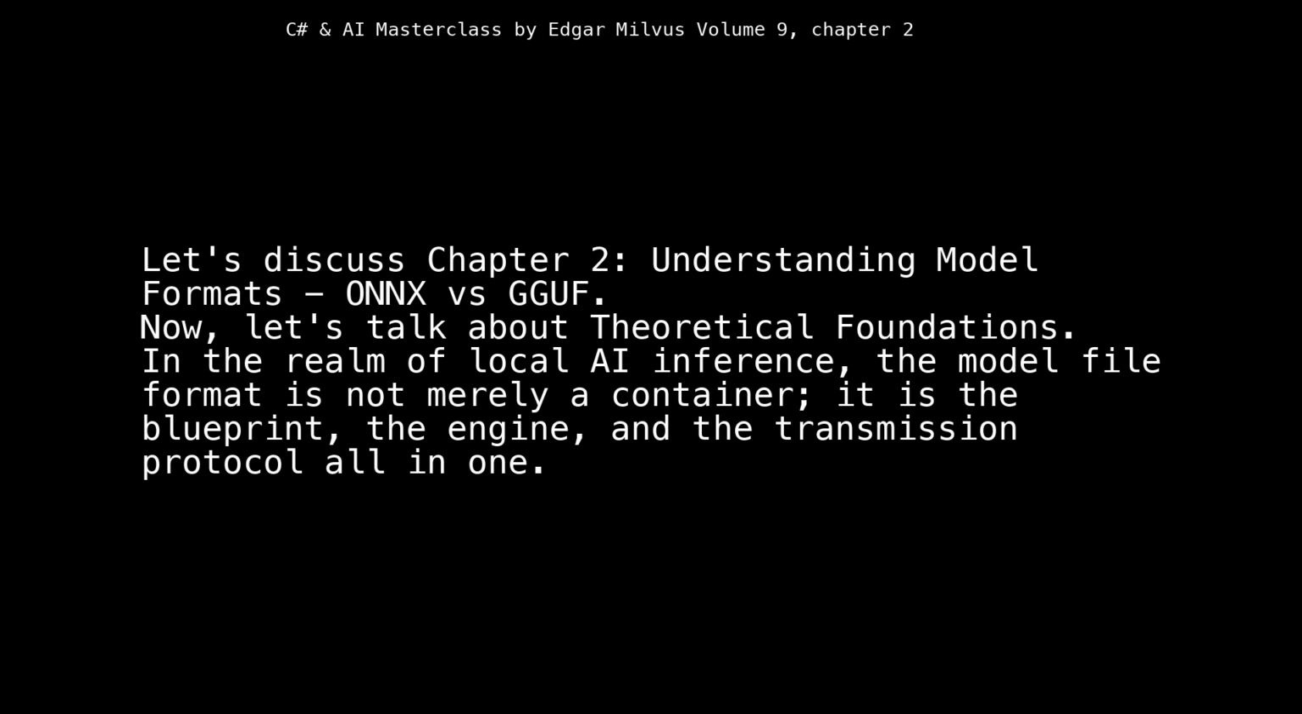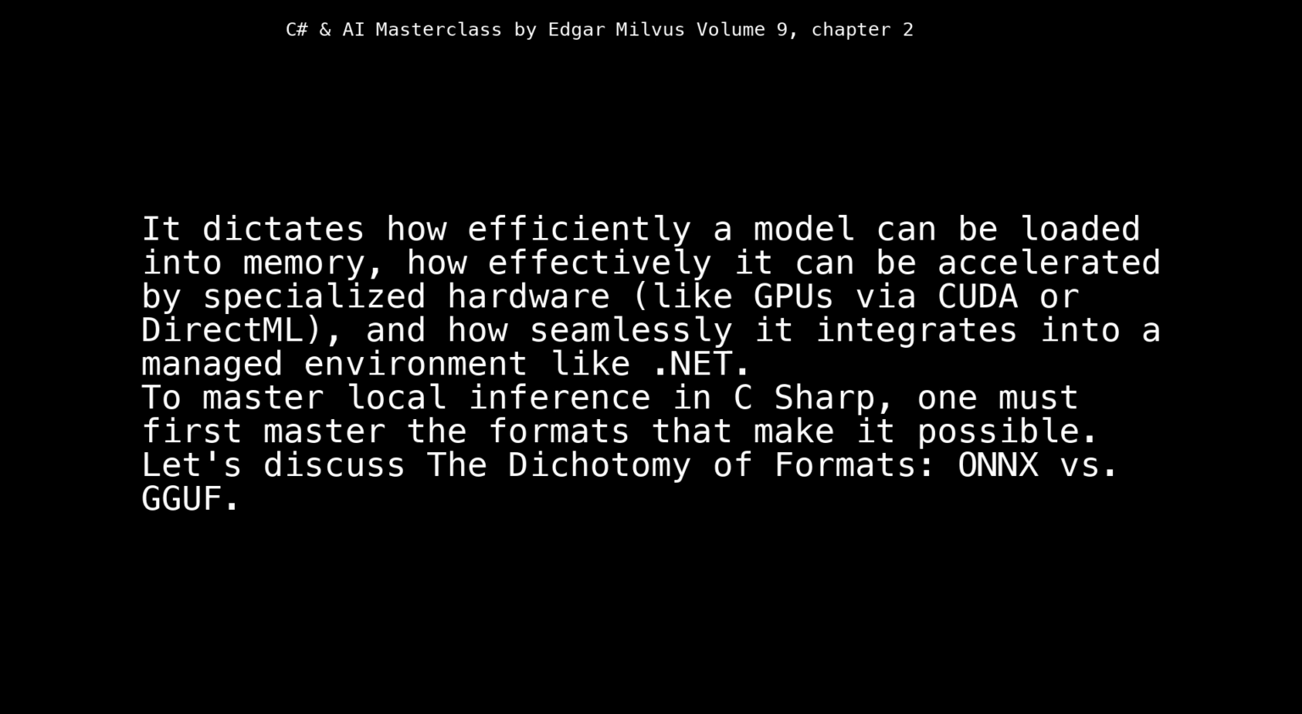Now, let's talk about theoretical foundations. In the realm of local AI inference, the model file format is not merely a container, it is the blueprint, the engine, and the transmission protocol all in one. It dictates how efficiently a model can be loaded into memory, how effectively it can be accelerated by specialized hardware, like GPUs via CUDA or DirectML, and how seamlessly it integrates into a managed environment like .NET. To master local inference in C#, one must first master the formats that make it possible.